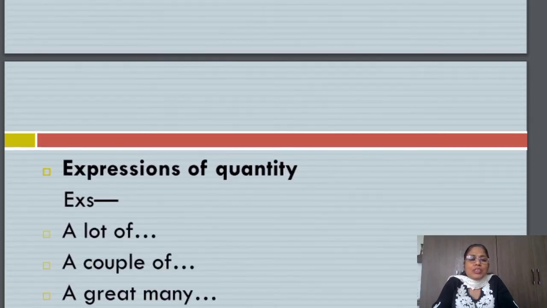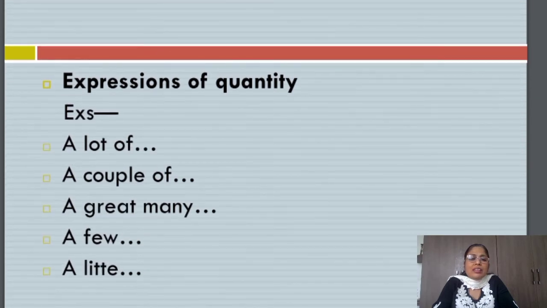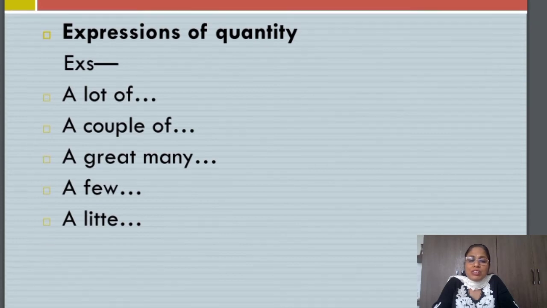I want to give you some more examples of quantity. I can say a lot of people are present in the room. A couple of, a great many, a few, a little. So I can make use of the article a in front of expressions of quantity.